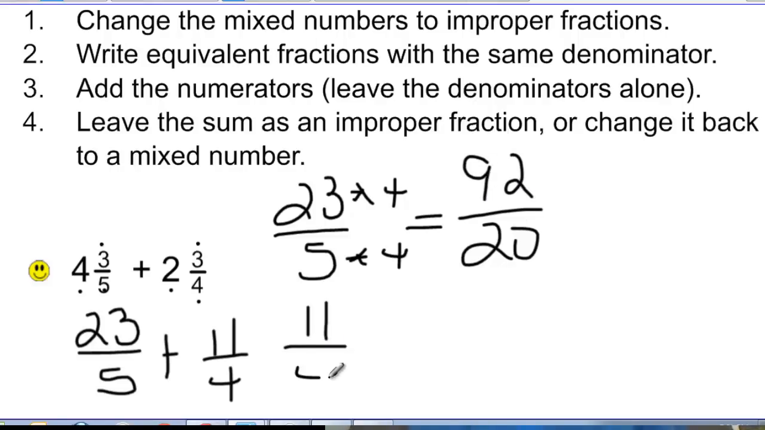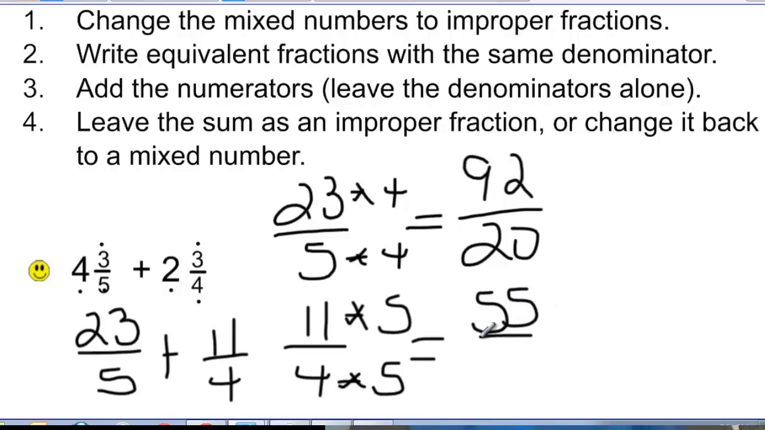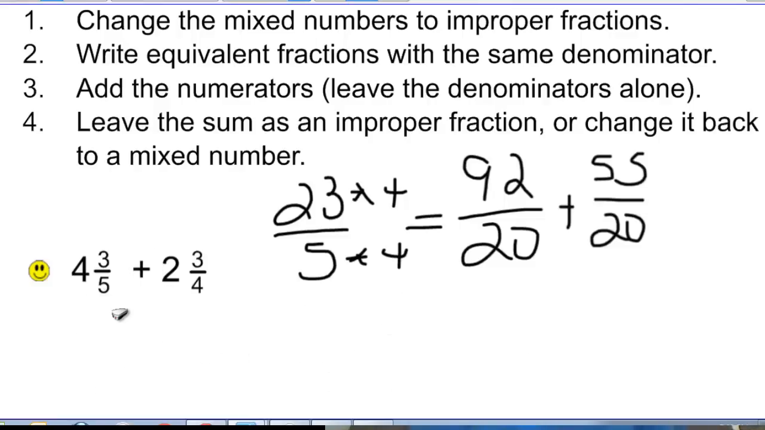And then if I have 11 fourths, I need to multiply 4 times 5 to get 20, so I'm going to multiply 11 times 5, which is going to give me 55 twentieths. And now I just need to add those two together. I'm just going to do what the third step says, add the numerators and leave the denominators alone. So I will add 92 plus 55, which is going to give me 147, and I'm going to leave the denominator alone, which is 20.